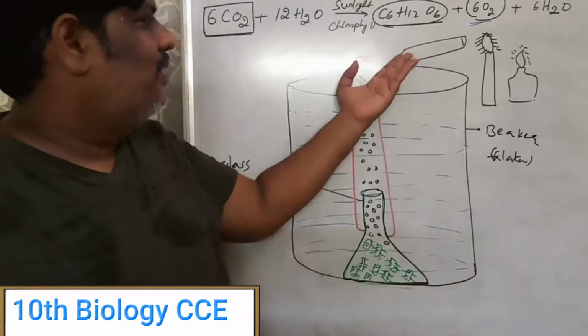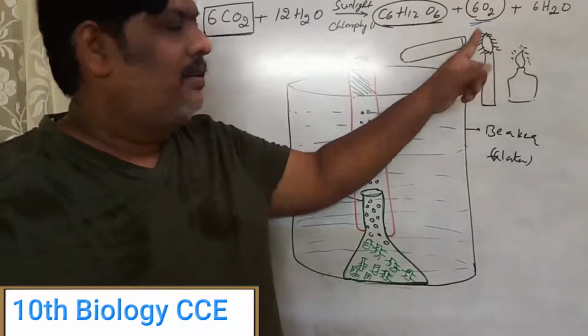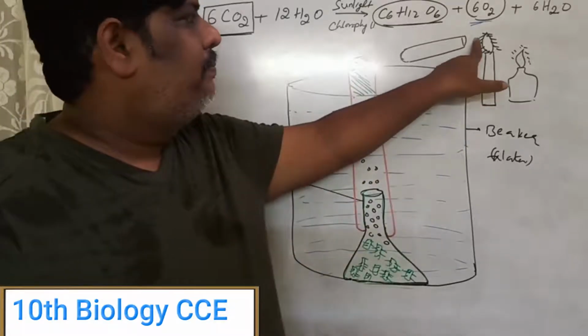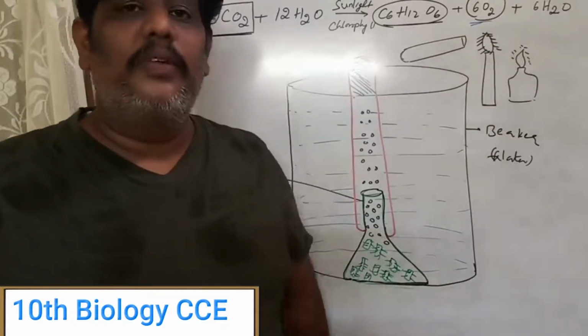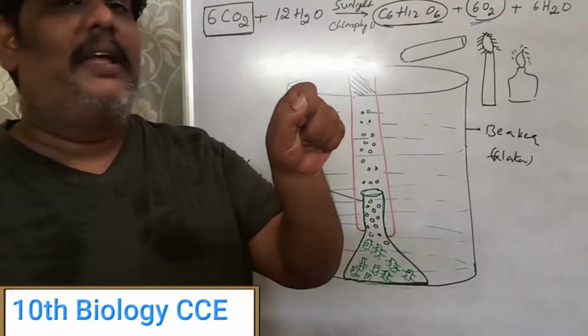So here also we are seeing that the gas which is coming out is the oxygen. And how would you confirm that? Because the candle is burning more vigorously than before. The flame is increasing. So don't let all the air go outside at once.